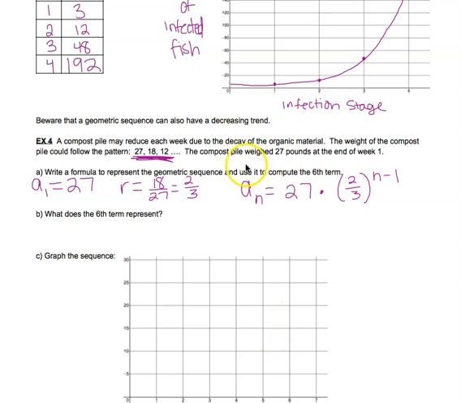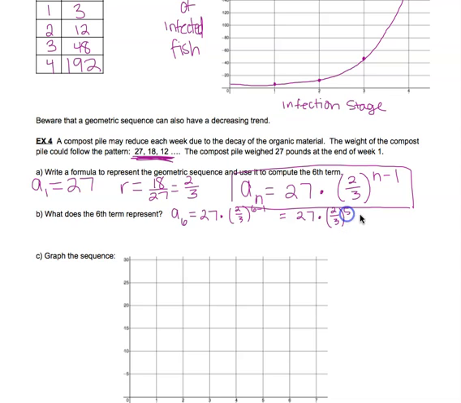Then it says use it to compute the 6th term. So that means a sub 6 is 27 times 2/3 raised to the 6 minus 1. So 6 minus 1 is 5. So 27 times 2/3 raised to the 5th power. So 2/3 to the 5th power, you can certainly do in your calculator. Does not give you a nice round number. Then multiply that times 27.